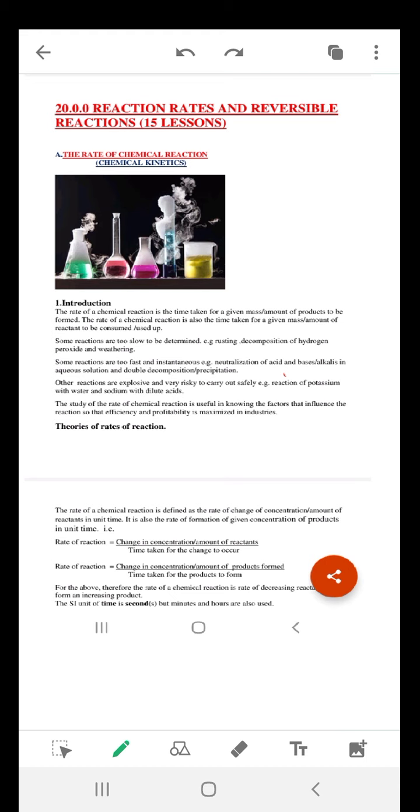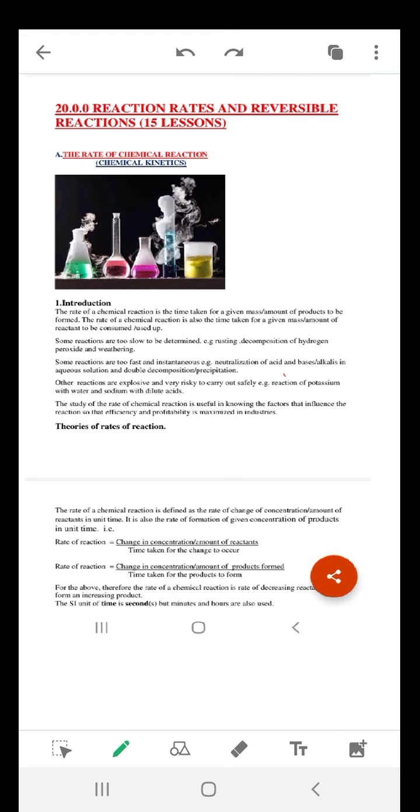So on the introduction part, the reaction rates and reversible reactions, we start by defining what rate of reaction is. You have heard of the word rate. What does rate mean? The rate of reaction. When we say the rate of reaction, we define it as a measure of how fast reactants are converted into products. How fast these reactants are converted into products.